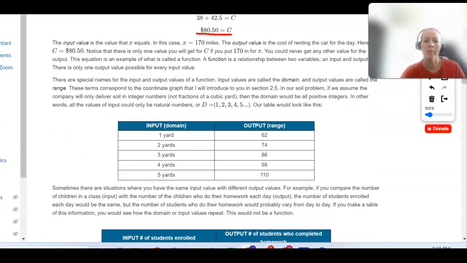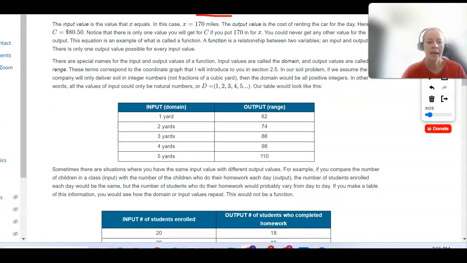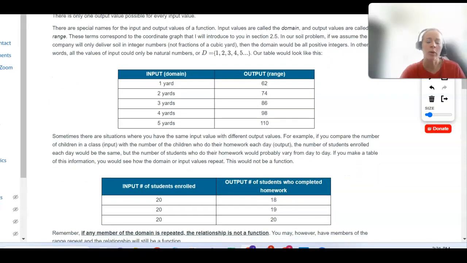In our soil problem, if we assume the company will only deliver soil in integer numbers, the domain would be all positive integers. In other words, all the values of the input could only be natural numbers, like 1, 2, 3, 4, 5, because they can only deliver soil in integer numbers, or basically whole numbers. Okay? Sometimes there are situations where you may have the same input value though.